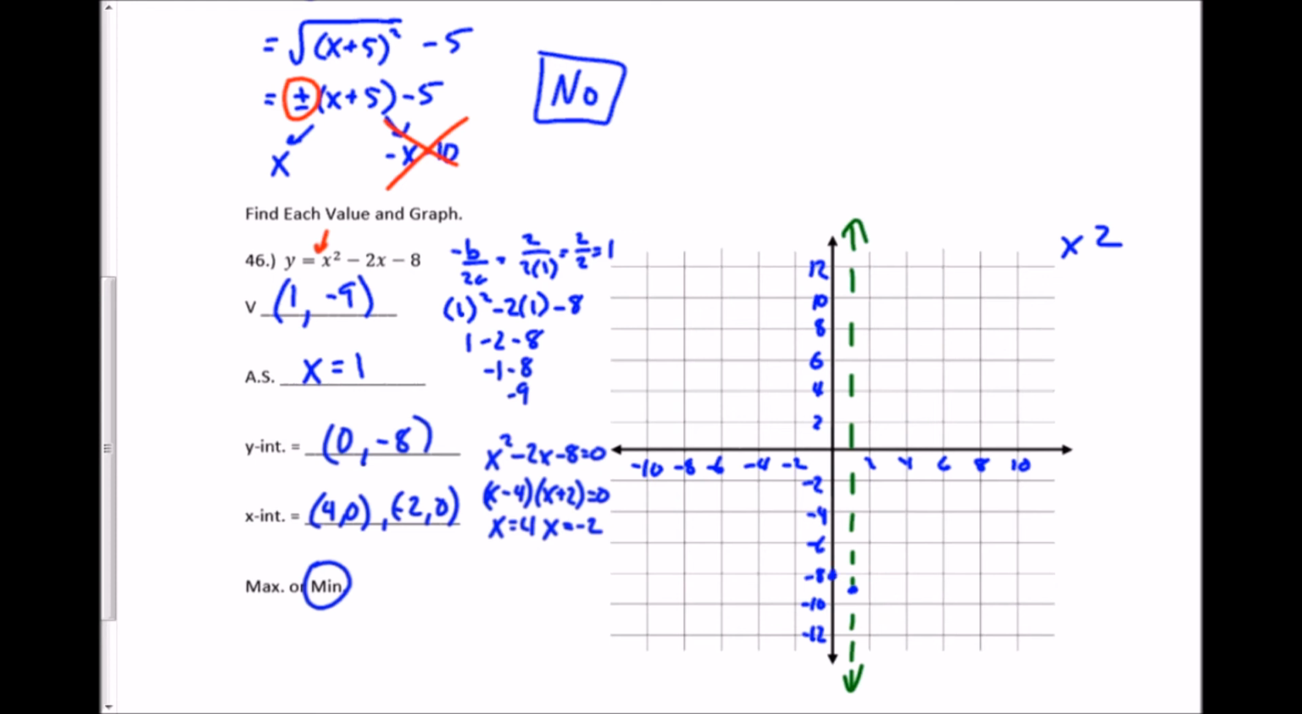For my y-intercept, I can reflect that point over here. 4 and a negative 2 for my x-intercepts, and that's enough information to graph this thing. I get a nice looking parabola that looks like this, and that's it. Okay.